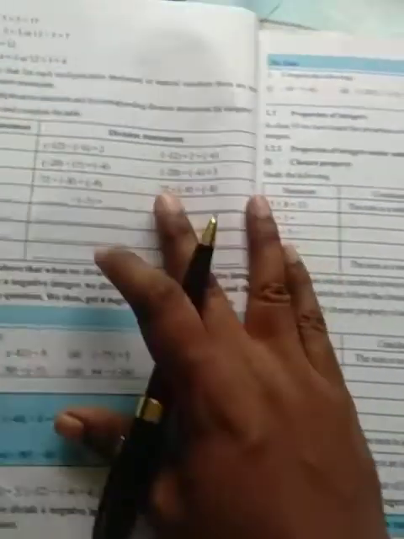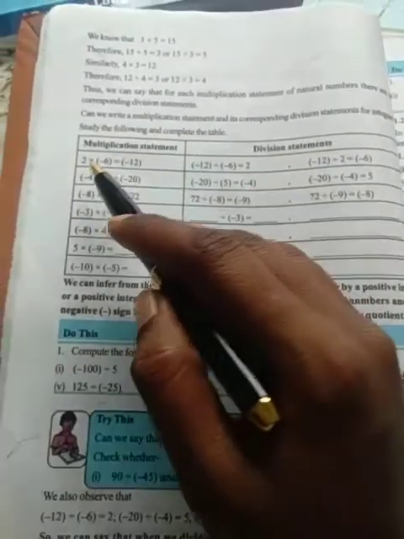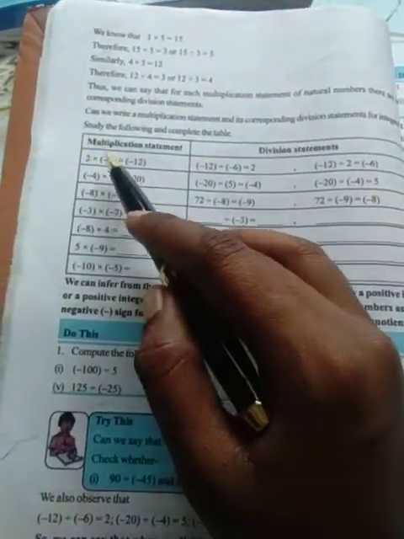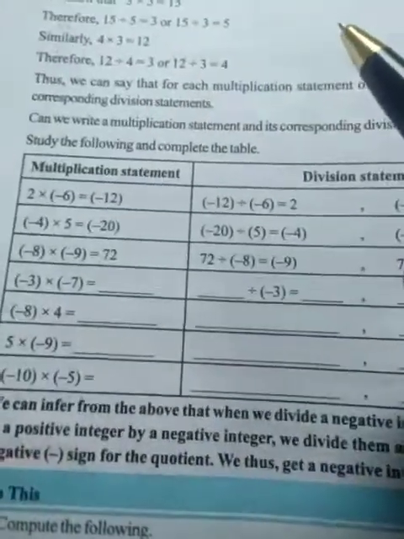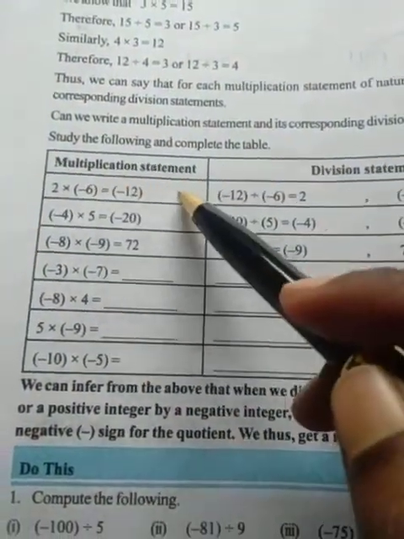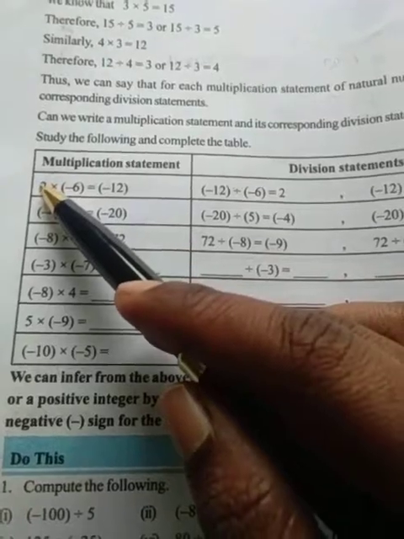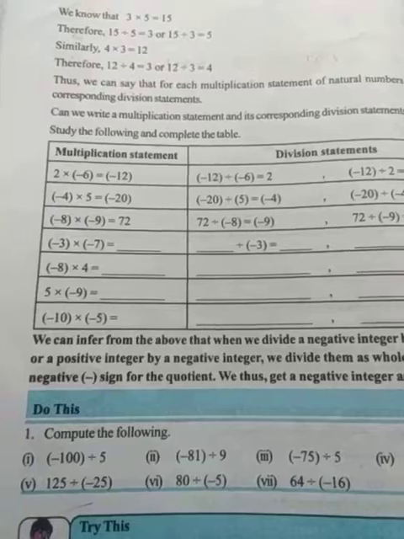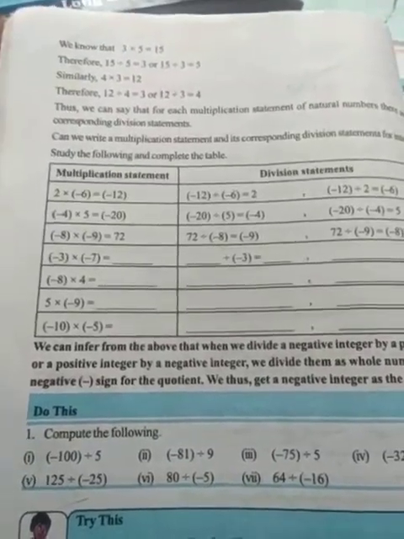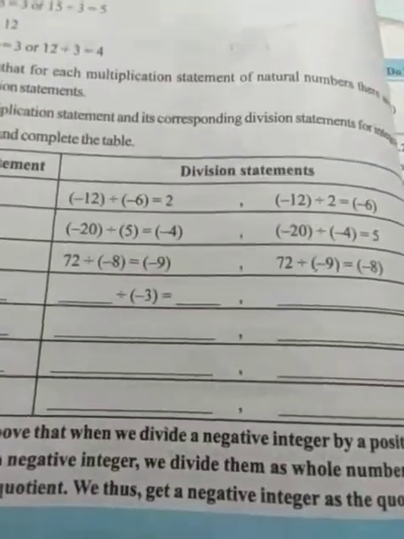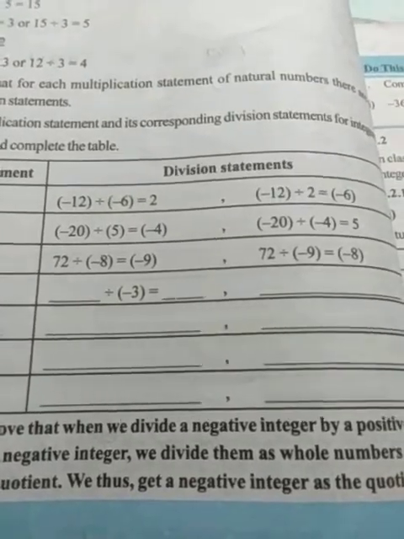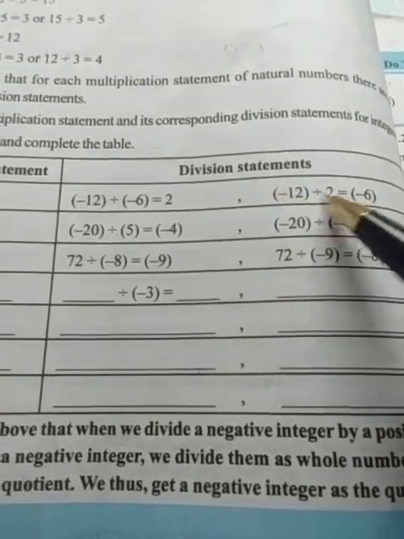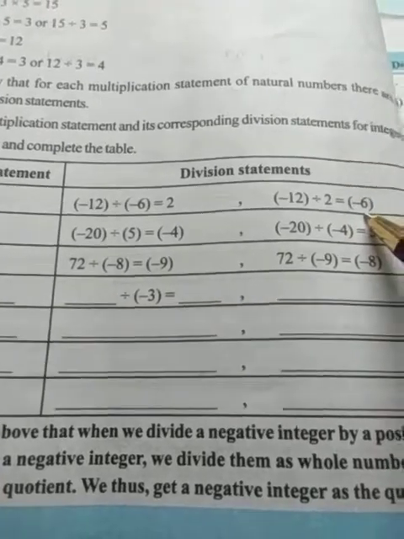See, if you are dividing any integers, look at this table here: one positive number and one negative number. In your multiplication statement, if you multiply one positive number and one negative number, you get a negative number as the answer. Yes or no? Like this only, in division also, if you divide one positive number by one negative number, you will get a negative number.